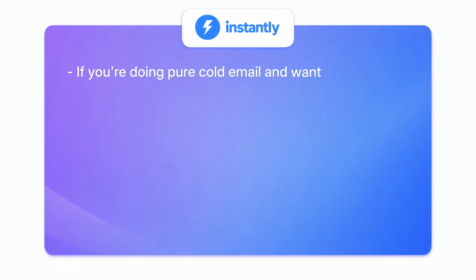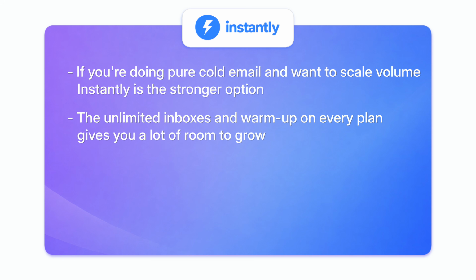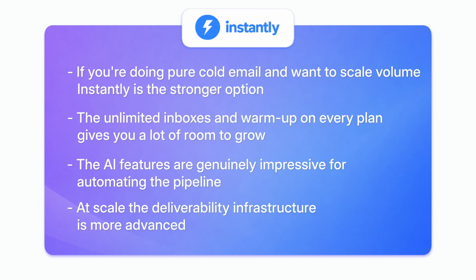If you are doing pure cold email and want to scale volume, Instantly is the stronger option. The unlimited inboxes and warm-up on every plan gives you a lot of room to grow. The AI features are also genuinely impressive for automating the pipeline, and at scale the deliverability infrastructure is more advanced. Mailboxes are also half the price of Lemlist, which makes a real difference once you're running a lot of them.